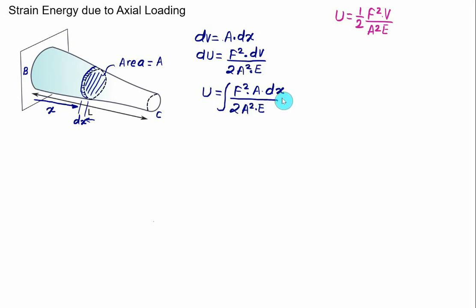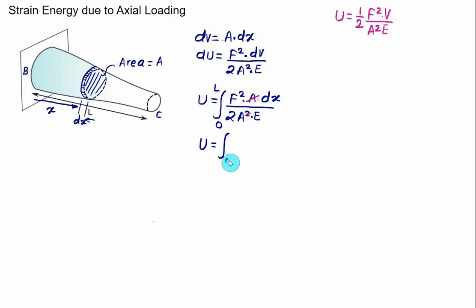Since integration is done with respect to x, we have to put the limits of x here, lower limit equal to 0, upper limit equal to L. You have to develop the relation for area in terms of x. One of the area terms gets cancelled here, and we can calculate the strain energy U. So strain energy U is given as the integral from 0 to L of F square into dx divided by 2 times area multiplied by E.